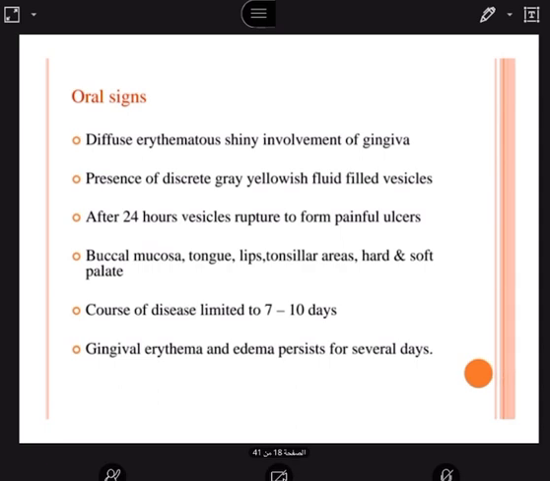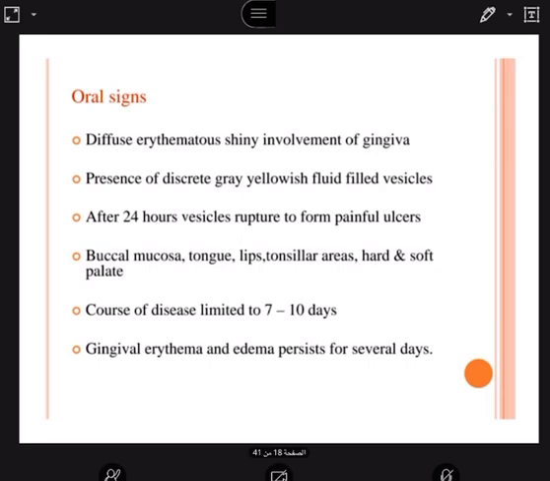Now coming to intraoral symptoms, you will find diffuse or widespread erythematous involvement of the gingiva. Erythematous means reddish, shiny. You will see the presence of discrete gray yellowish fluid vesicles. Discrete means distinct and separate. So you will find distinct, separate, gray yellowish fluid-filled vesicles, and erythematous shiny gingiva is seen.